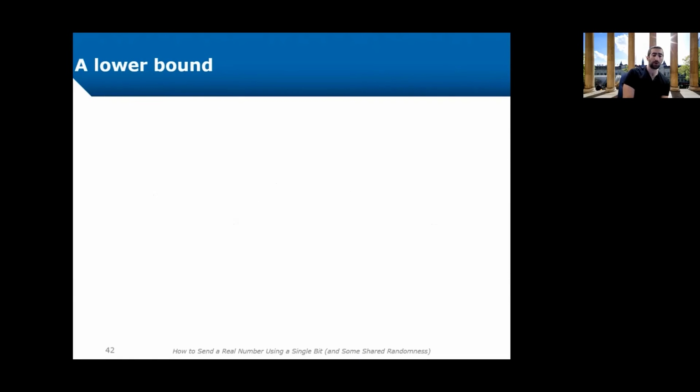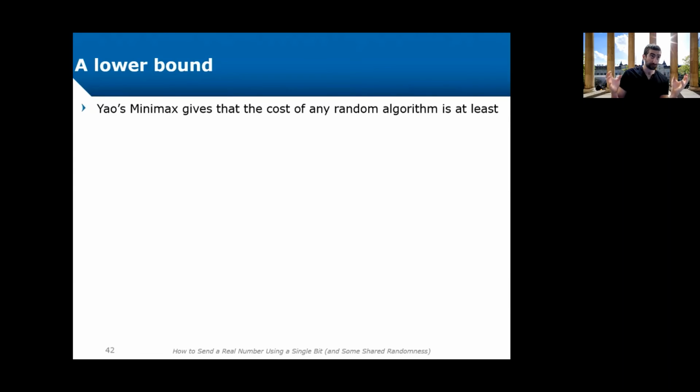Okay, so for the lower bound, we use Yao's minimax principle, which tells us that the cost of any randomized algorithm is going to be at least the expected squared error of the best deterministic algorithm.